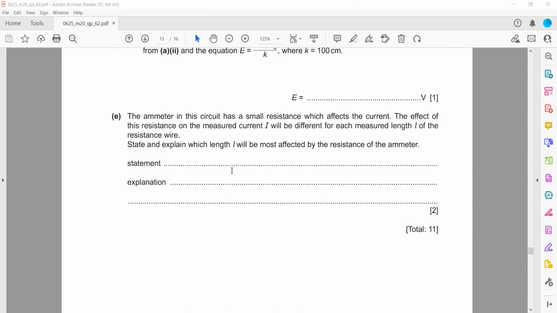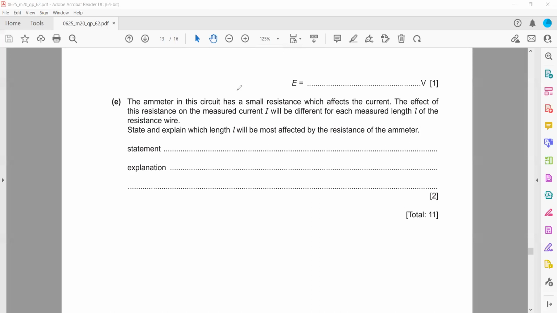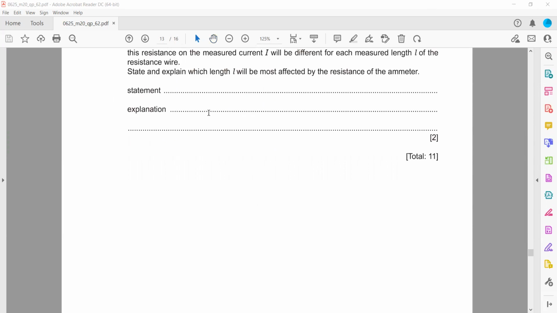Why for a length of 30 centimeter? Because they already mentioned that the ammeter in the circuit has a smaller resistance, which affects the current. So the effect of this resistance on the measurement of current will be different for each length. When the length is shorter, it will affect the 30 centimeter length, because resistance is proportional to length. So when we have a shorter length, the wire will have low resistance, so the ammeter resistance will affect the circuit as well.